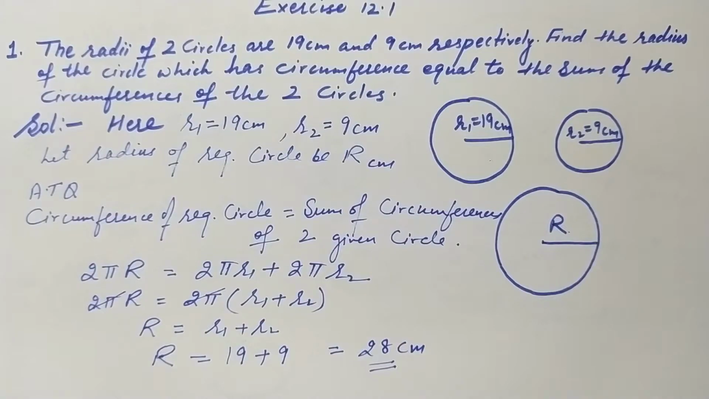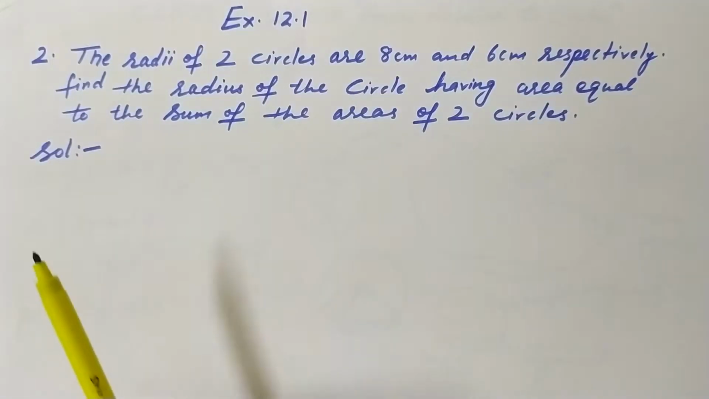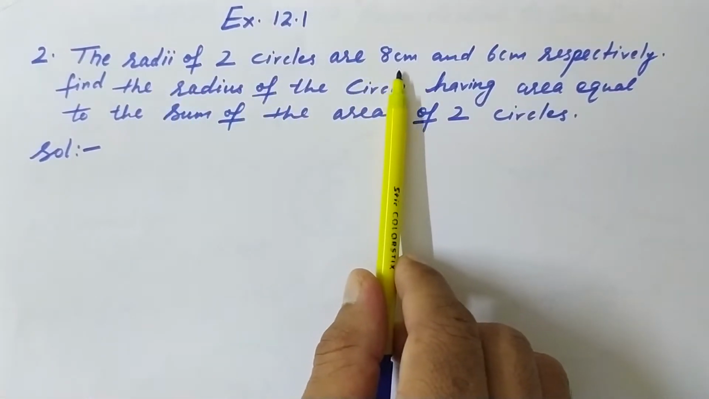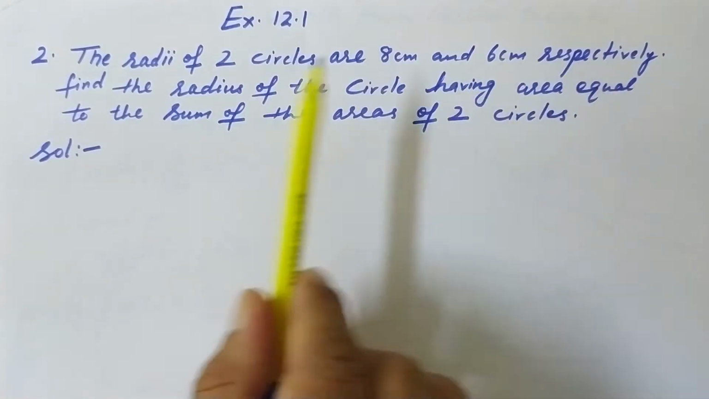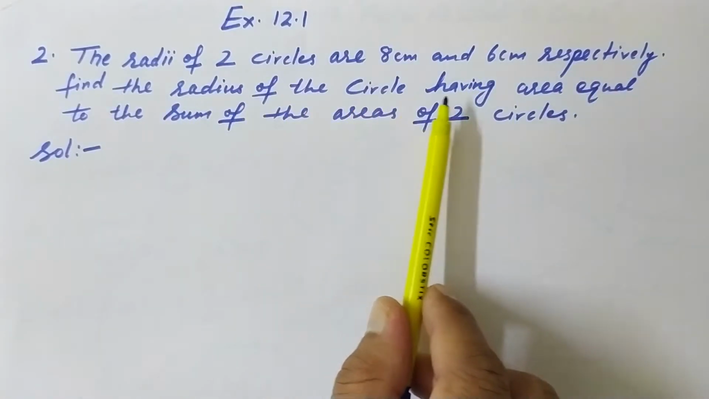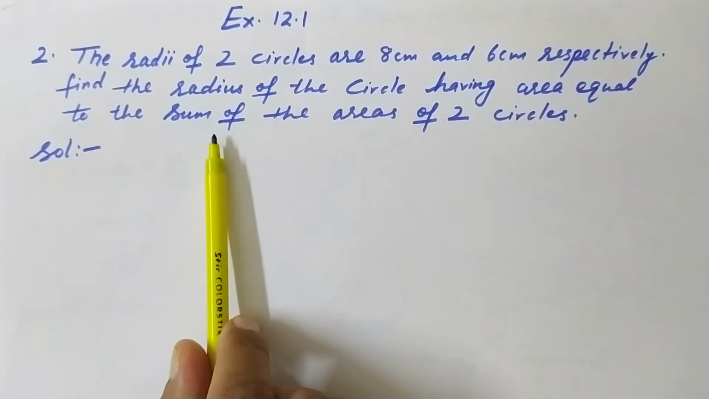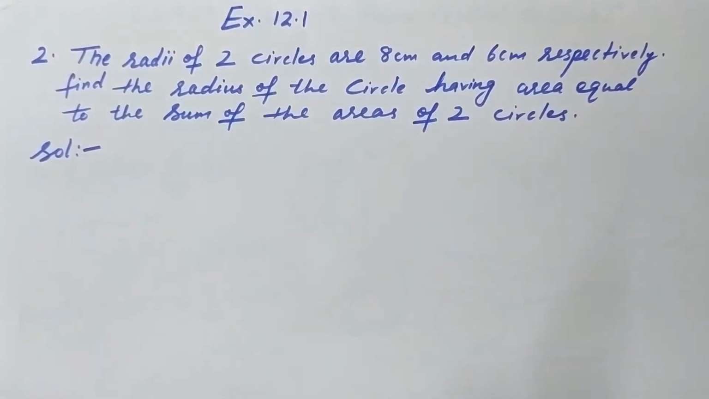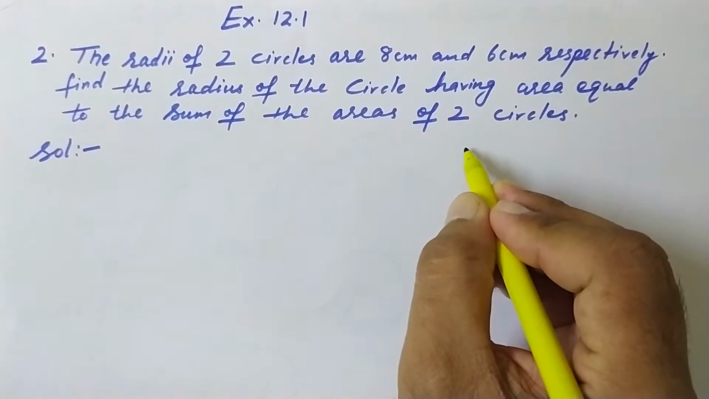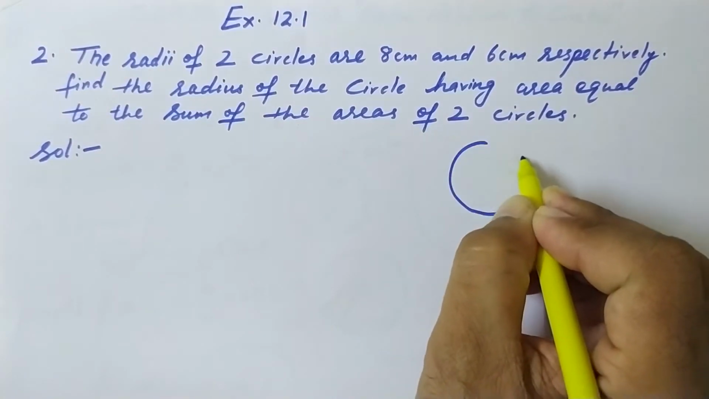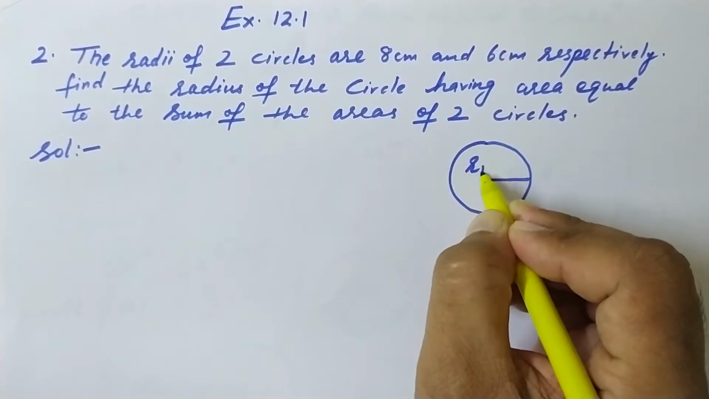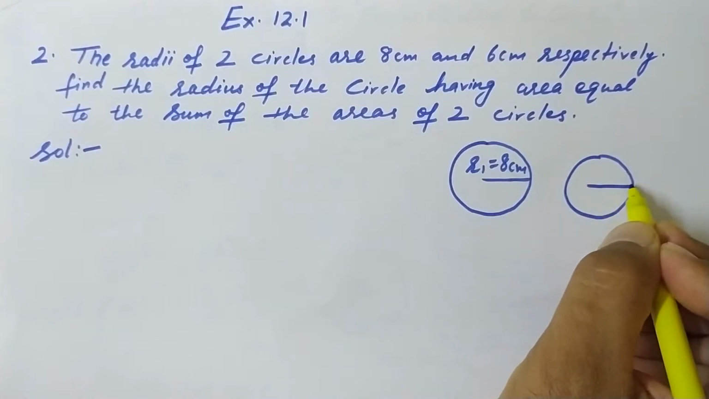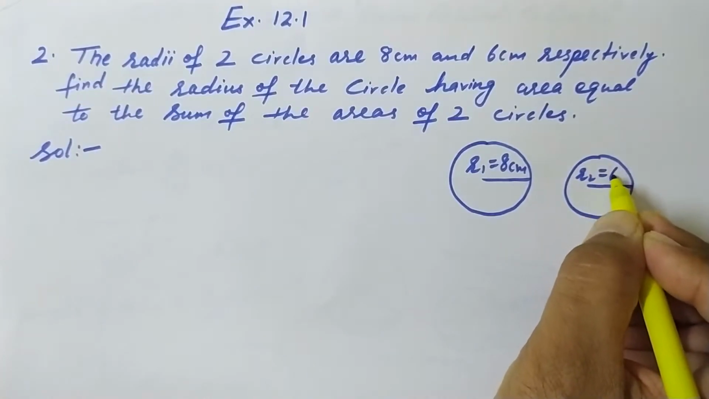So let's do the second question. The radii of two circles are 8 centimeter and 6 centimeter respectively. Find the radius of the circle having area equal to the sum of the areas of these two circles. So we are given two circles. The first one has a radius 8 centimeter. Suppose this is the first circle whose radius R1 is 8 centimeter, and the second one has radius R2, 6 centimeter.